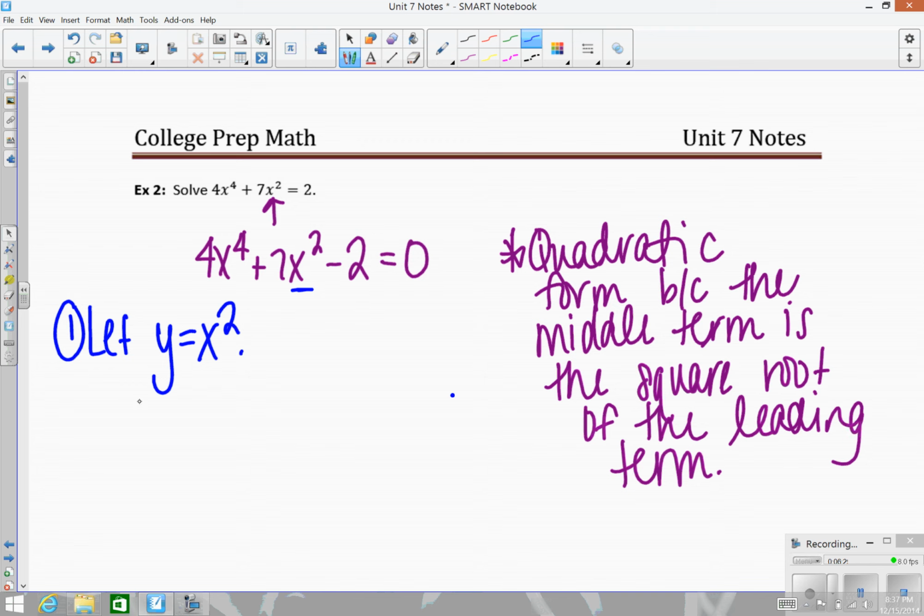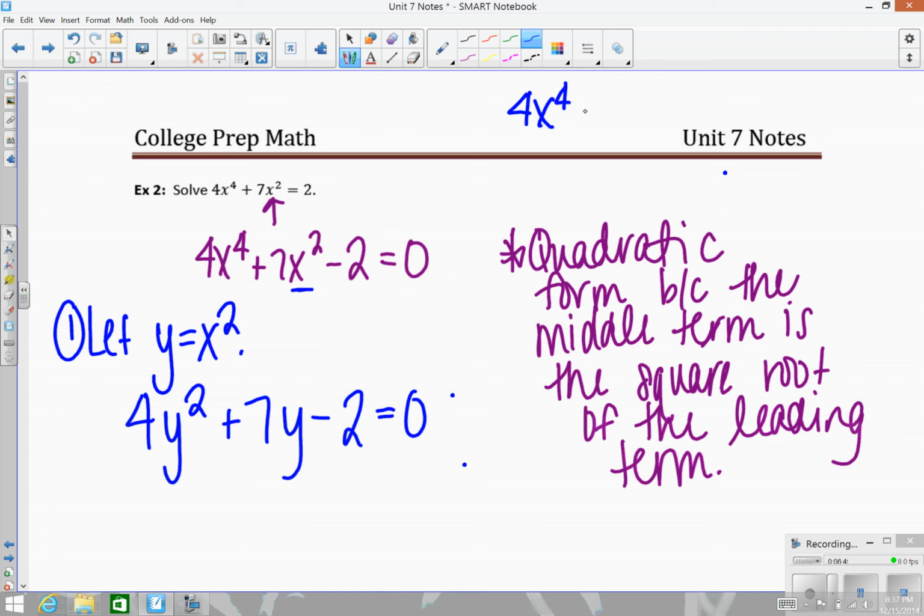So I'm going to have 4y squared plus 7y minus 2 equals 0. And note that for this 4y squared, I got that because, let me just show you, if I have 4x to the fourth, this is the same thing as saying 4 times x squared raised to the second. So I let y equal x squared, and when I replace it, it's 4y squared. So that's kind of how I did that.